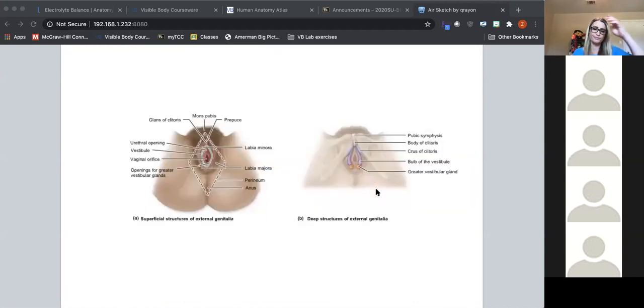For the external genitalia, just make sure that you are able to label these structures. So labia minora, labia majora should be pretty straightforward here for the external genitalia. Again, this is just really labeling, know what is where.